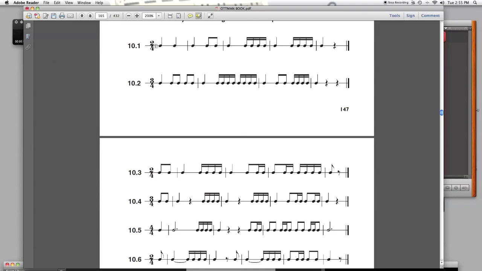Here we go. 1, 2, and ta, ta, ta, ta, ta, ta, ta, ta, ta, ta, ta, ta, ta, ta, ta, ta.